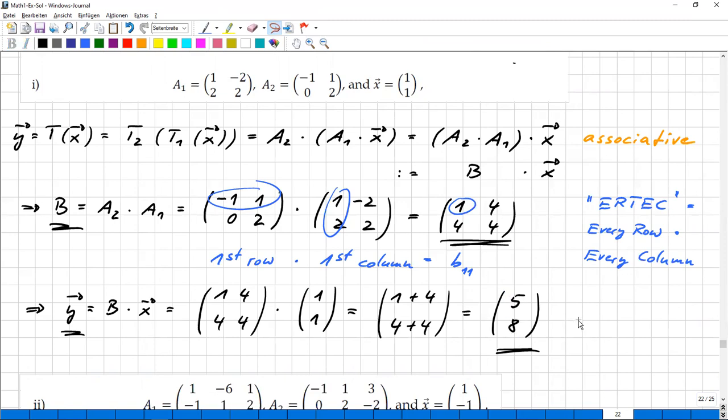Without any proof now, the only thing I used is the associative law for matrix multiplication. So that's it. That was the first one.